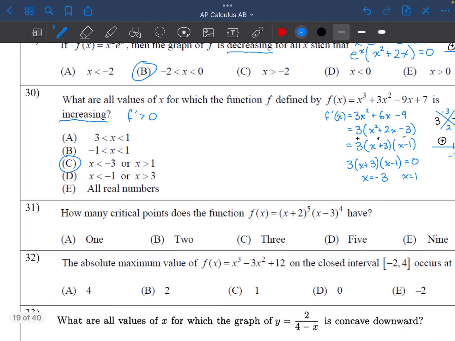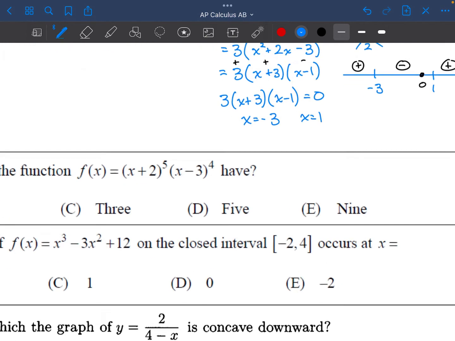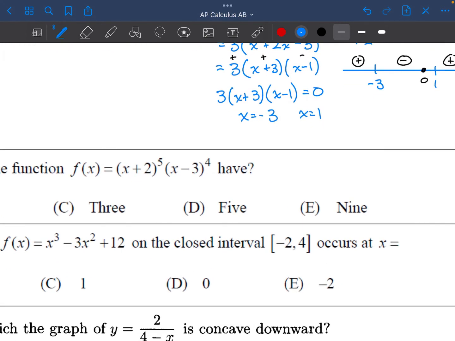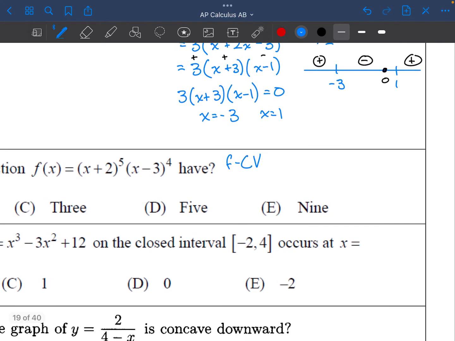All right, 31. How many critical points does that function have? So it's important to know the definition of a critical point. So an F critical value, or critical, I guess it's not a point, it's a value, but it's the same thing. An FCV is, there's two parts, right? It's wherever the derivative of the thing we're talking about. If we're talking about F, then it's F prime. It's where F prime is equal to 0 or where F prime does not exist.